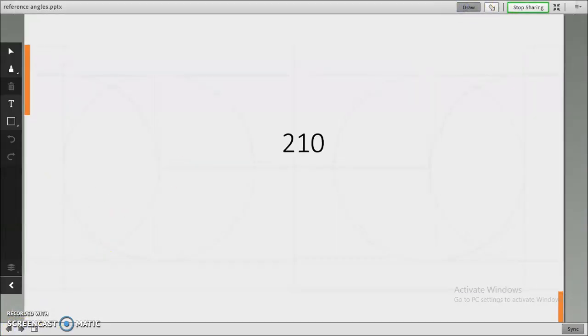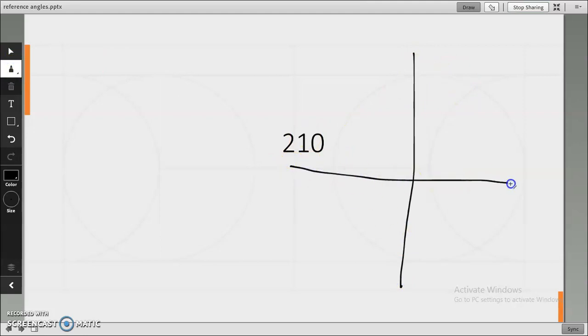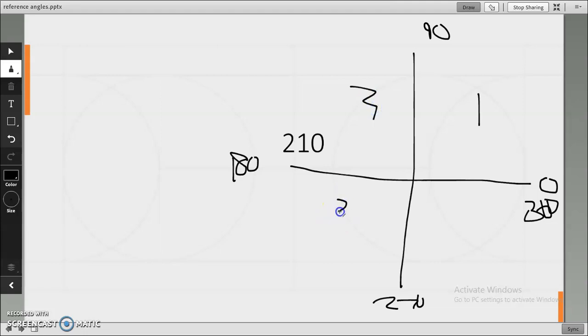So we have 210, and we have to determine which quadrant it's in. I'm going to draw my little quadrant. So we know here is 0, from here to here is 90, 180, 270, and then back around to a full 360. Okay, so 210, which quadrant is it in? This is quadrant 1, 2, this is quadrant 3. So 210 would have to be in quadrant 3.